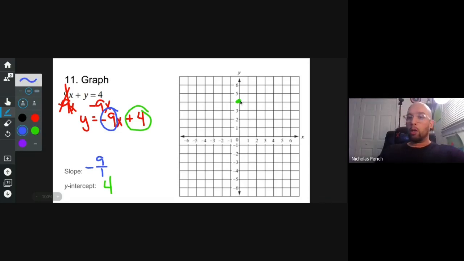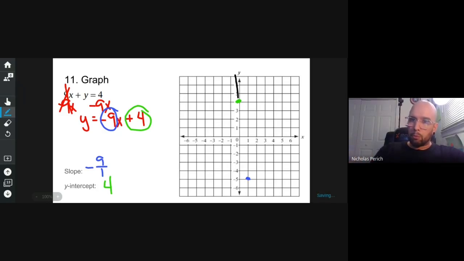Negative slope is up and to the left. Well, obviously I can't go up 9, but I can go down and to the right. So I can go down 1, 2, 3, 4, 5, 6, 7, 8, 9. And I can go right 1, put a dot. Obviously I can't do it again. So I have 2 dots here, and 2 dots is good enough for me.